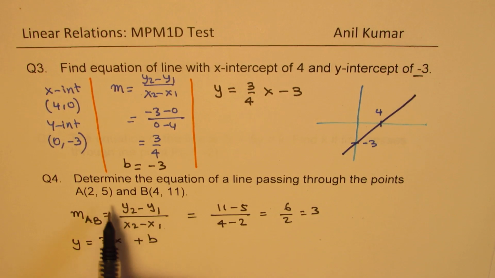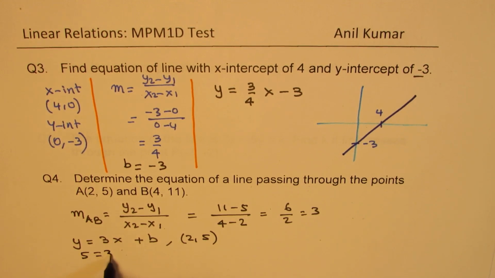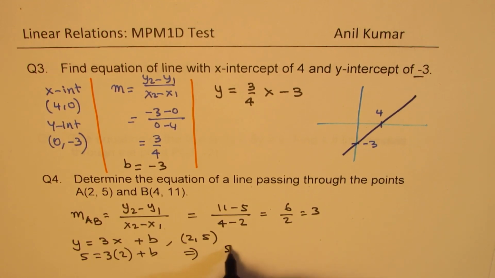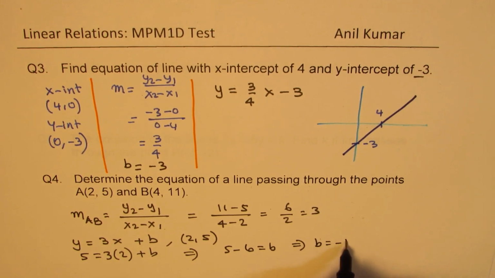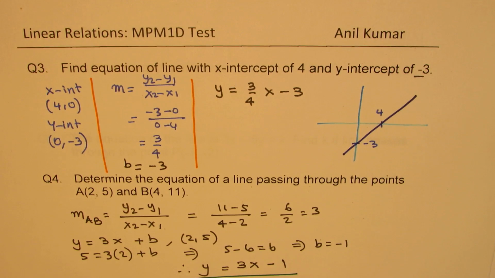We can substitute one of these points. (2, 5) is a good point. So we'll substitute (2, 5) here, right? So we get 5 equals 3 times 2 plus b. And that gives you 5 minus 6 equals b, which gives you b equals minus 1. And therefore, the equation is y equals 3x minus 1, correct? So that is how you could actually solve this equation. Perfect.